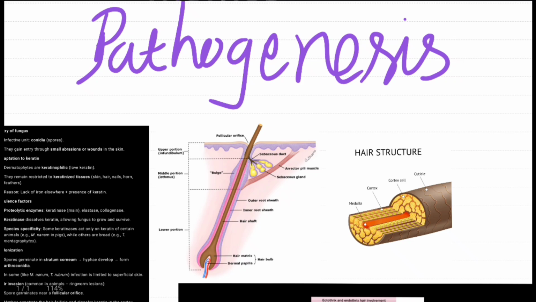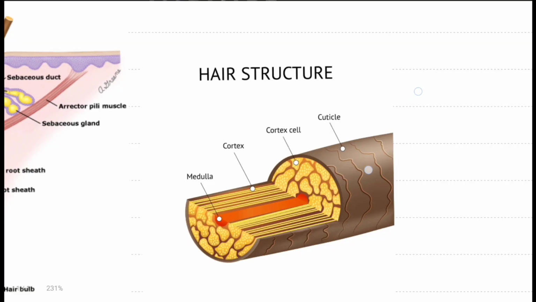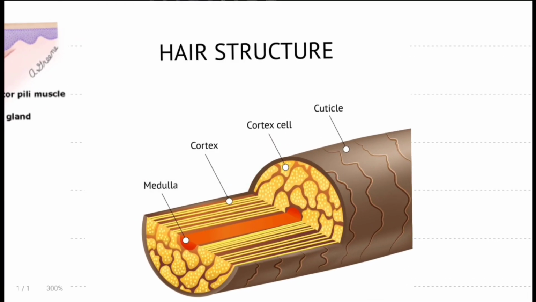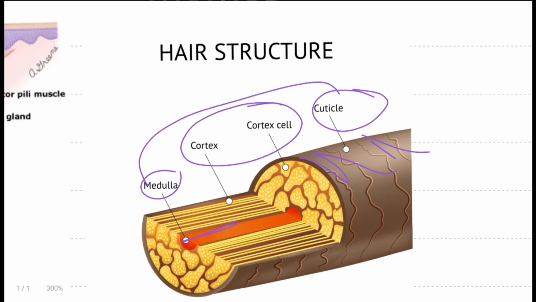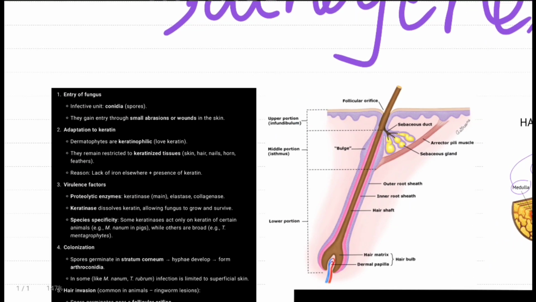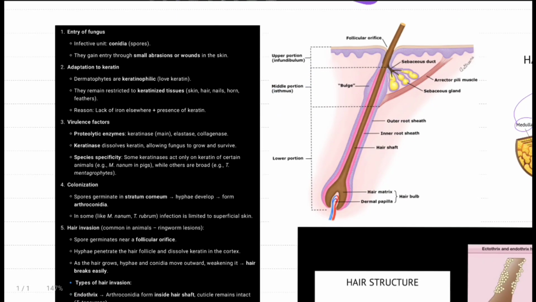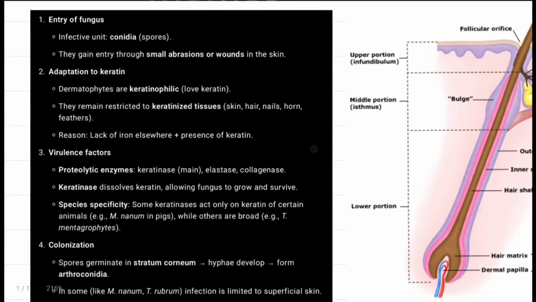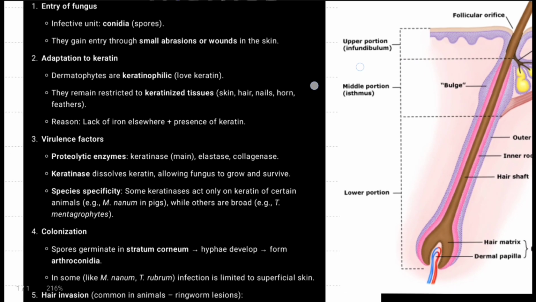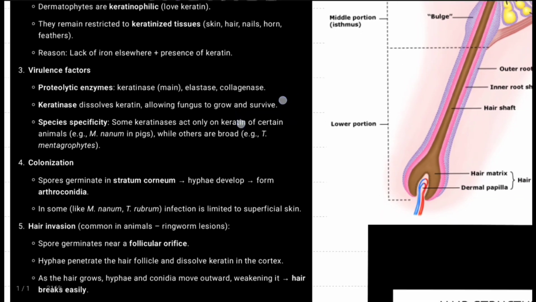Now we will discuss the pathogenesis of dermatophytosis. Before having a detailed discussion on pathogenesis, one should have an understanding of the structure of hair. The structure of hair involves an outer cuticle and an inner medulla, and in between the medulla and cuticle there is the cortex. The pathogenesis will be discussed in 5 points: how these dermatophytes take entry into the tissues of the body, how evolution has provided an adaptation to keratin protein, what virulence factors are responsible for the pathogenesis, how these dermatophytes colonize the tissues, and what the effect of dermatophytes is on the hair of the body.